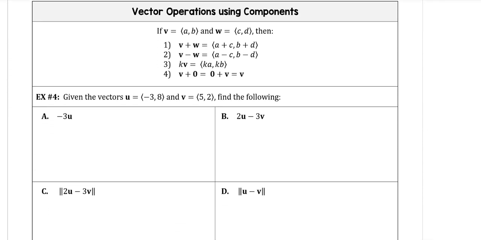Okay, on the top of the next page is a list of vector operations in component form. So if you label one vector v, which is (a, b) in component form, and another vector w as (c, d) in component form, when you add the two vectors, you add the corresponding components. So a plus c and b plus d, and subtraction will be the opposite. We already talked about scalar multiplication. The last one is when you add a vector to the 0 vector, and whether it comes first or second, it is still the same vector v.